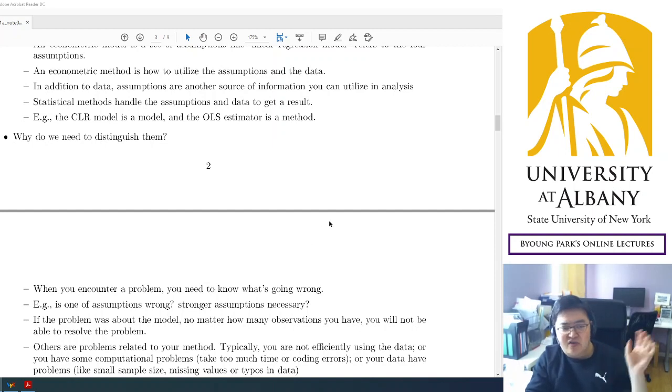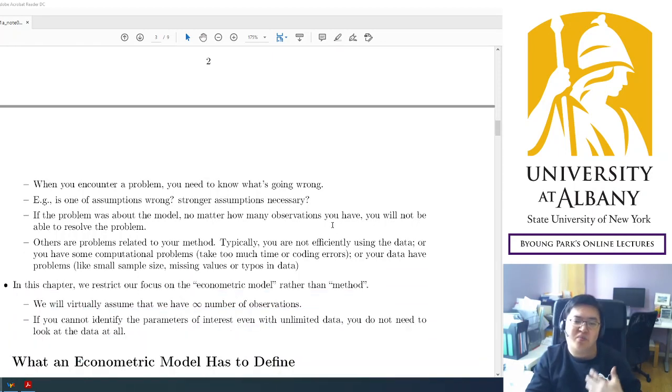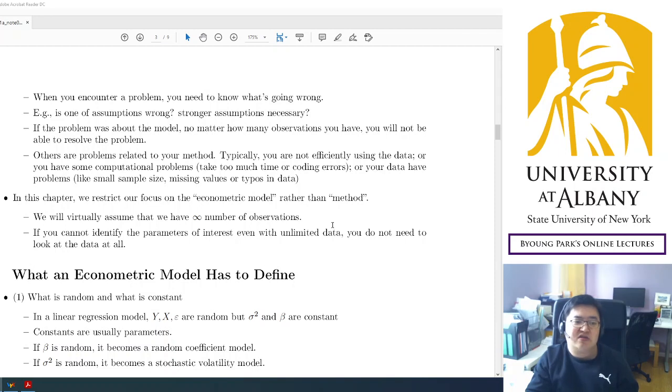Telling, distinguishing those two concepts will help a lot, I believe, later if you see some more challenging problems. So that's why I'm introducing you to those distinctions. And this chapter is about identification. In this chapter, we will study the econometric model.